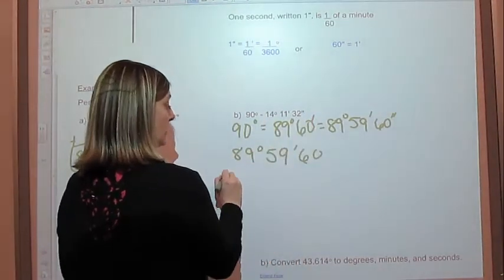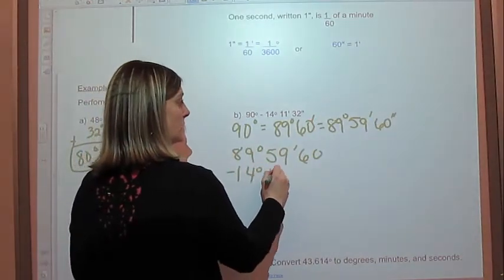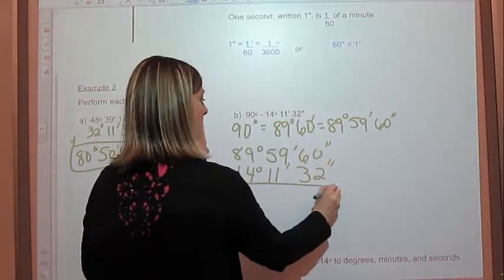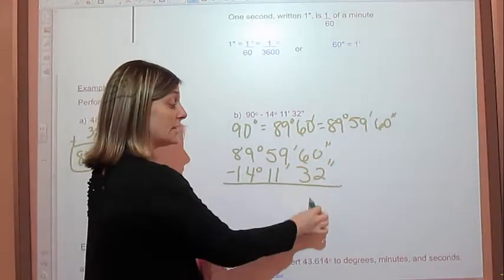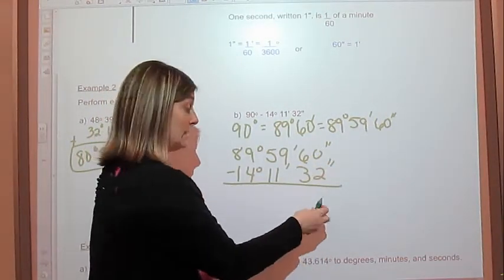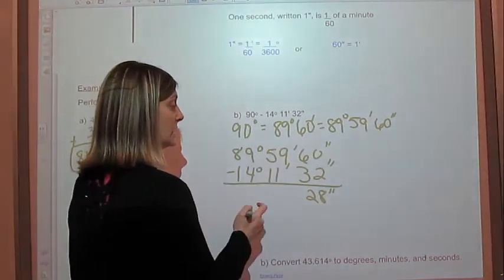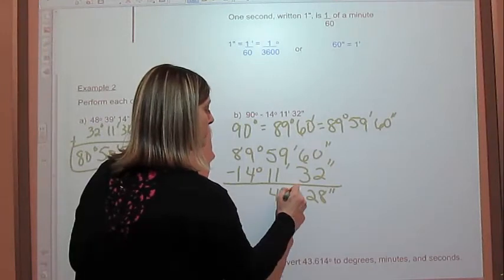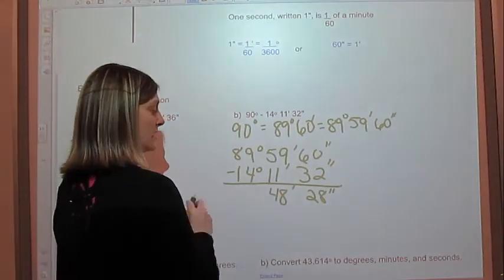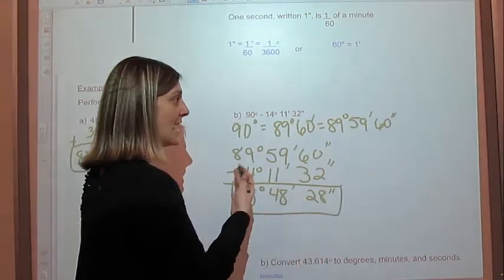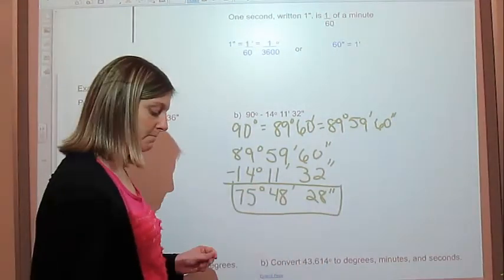All right, so then we just line up the 14 degrees, 11 minutes, and 32 seconds. And now we can just subtract. So 60 minus 32 gives us 28. 59 minus 11 gives us 48. And 89 minus 14 gives us 75. And that's how you subtract from 90 degrees.